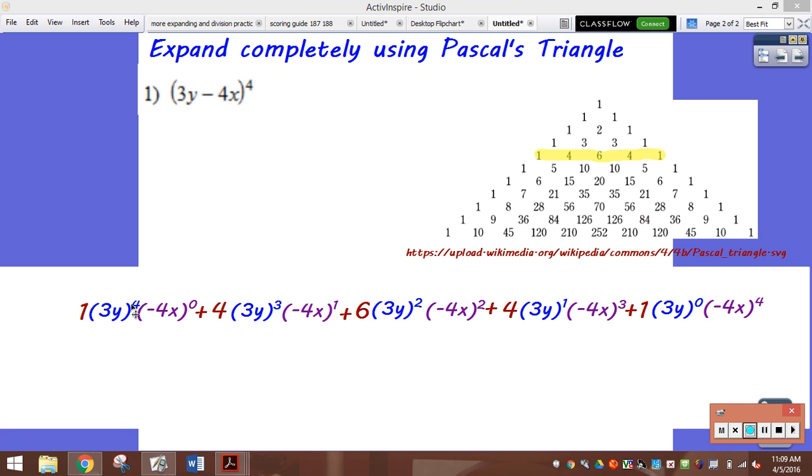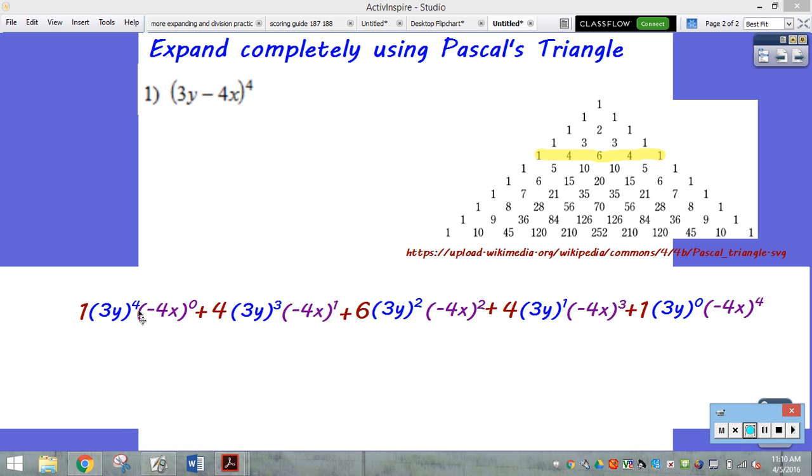I need to evaluate what I can with the exponents and then multiply everything together for every single term. The order of operations says parentheses, then exponents, then you multiply. So I have to evaluate these exponents before I can multiply anything out. For the first term, I have this 1, and then I have a 3 that I need to raise to the 4th power. And then I need to raise this entire thing here to the 0 power, which is pretty simple because anything raised to the 0 power is just going to be 1.